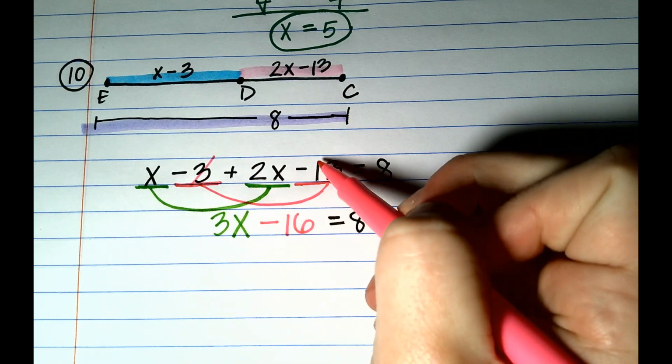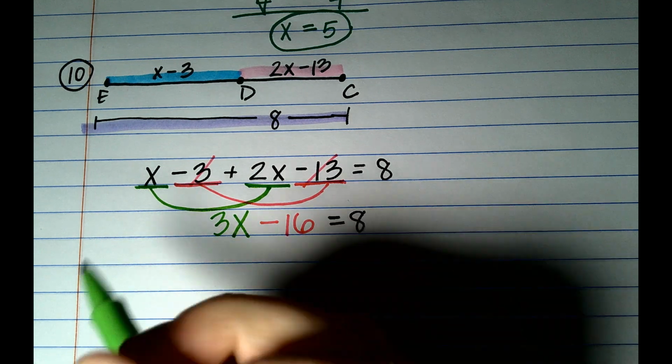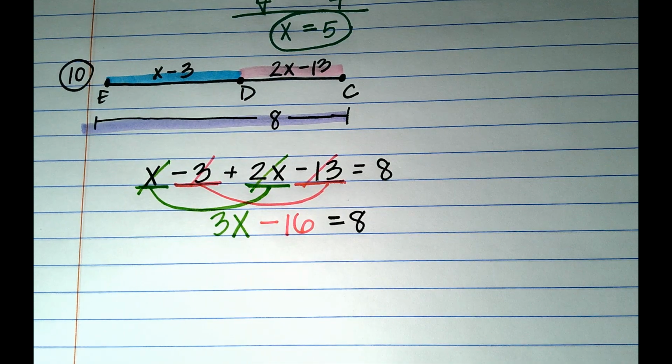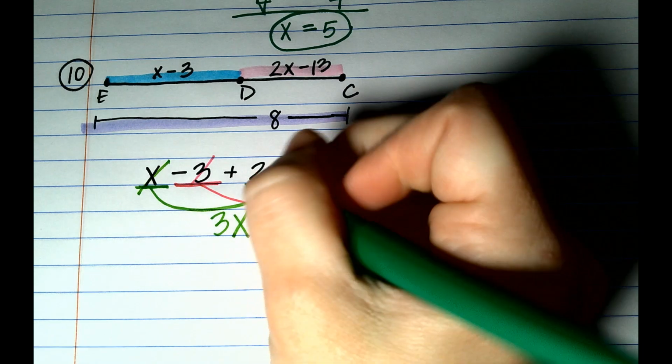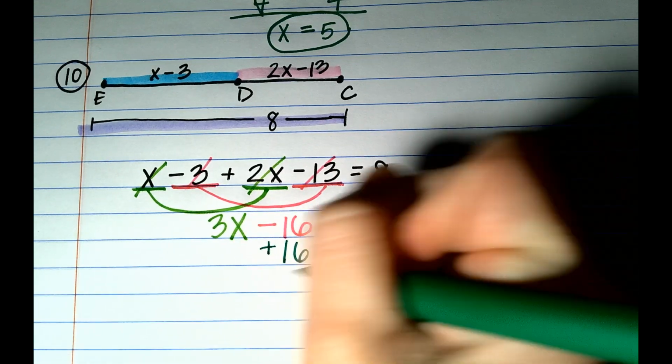Sometimes it helps to cross things off as you go, just so you know you're not using them anymore. I have definitely accidentally brought something down that I already used and forgot about it. So do what you need to do to get it organized. So now we have 3x minus 16 equals 8. What should I do at this step? Add 16 to both sides. Perfect.